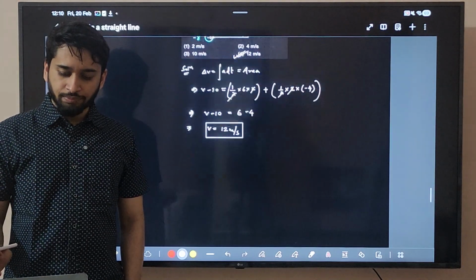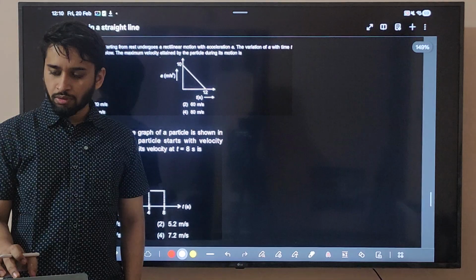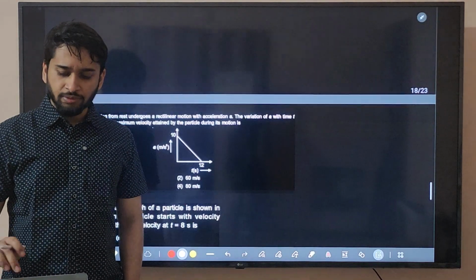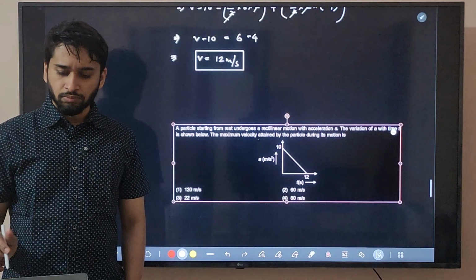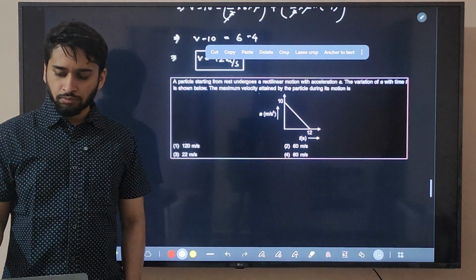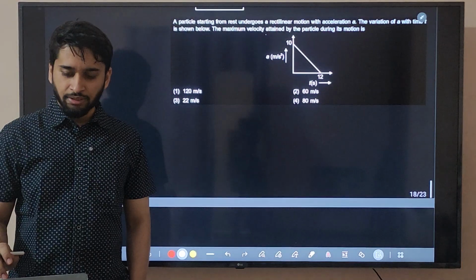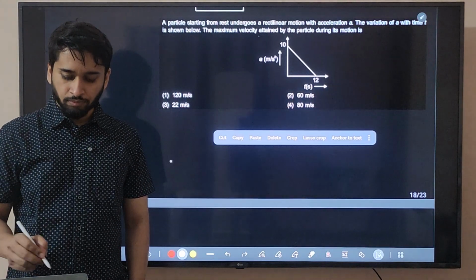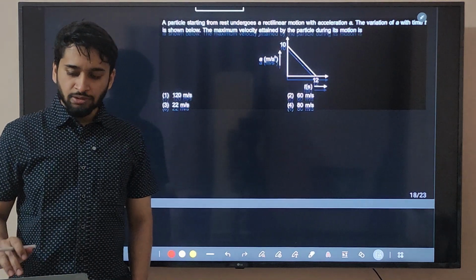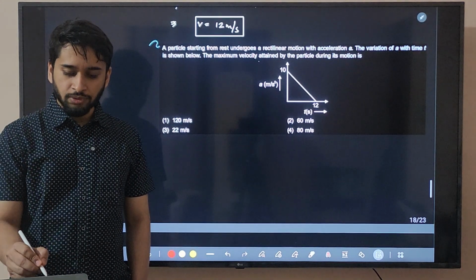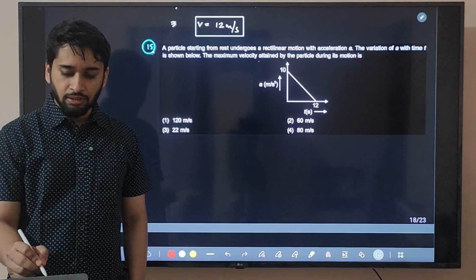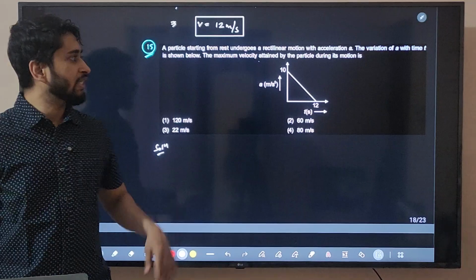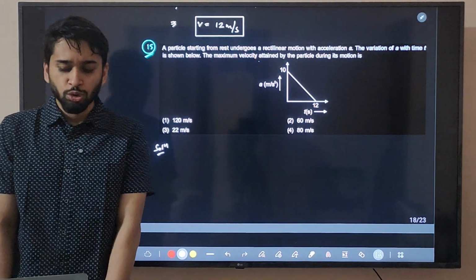We'll go for the next part now. We'll go for the next question. So we have another question based on acceleration time graph. So let us do this. Right, fine. So have a look at this particular question. So this will be question number 15, right? Fine. See what the question says. Let's go through the question.